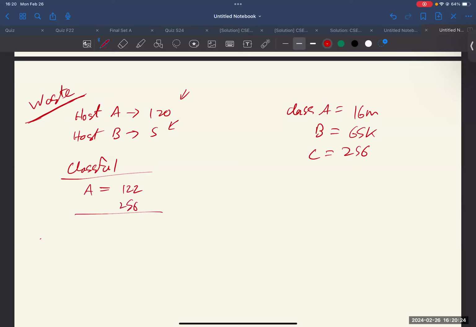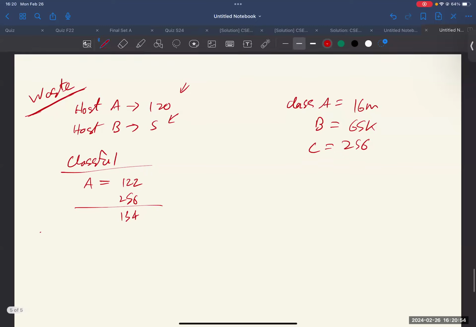So I'm taking 256, which is class C. How many IP addresses are wasted here? So you just subtract it, it becomes 134. So why is 134 wasted? Because your requirement was 122, but you had to take the platter for 256 people. As a result, 134 plates were wasted because there's no one to eat. Right? Clear? Yes sir.